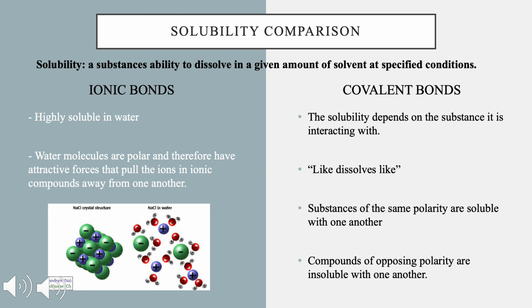The solubility of covalent bonds depends on the substance that it's interacting with. There is a saying that like dissolves like. Therefore, substances of the same polarity are soluble with one another. Compounds of opposing polarity are insoluble with one another. Therefore, polar species are soluble in water, and non-polar species would be soluble in something like oil and fats.